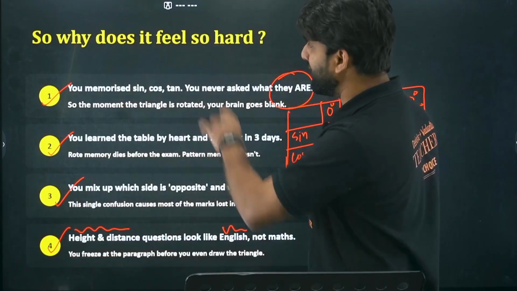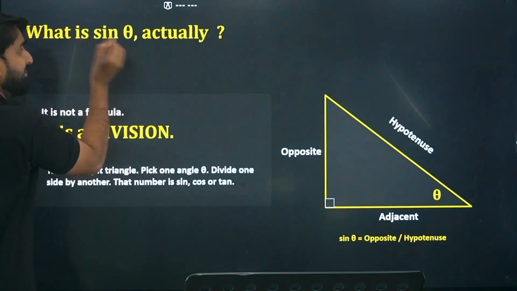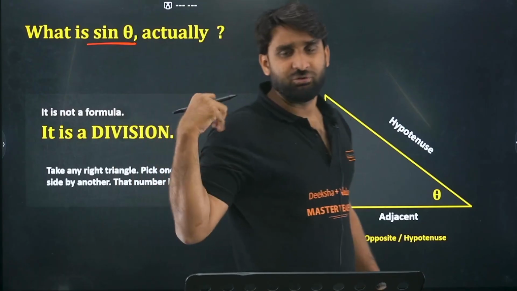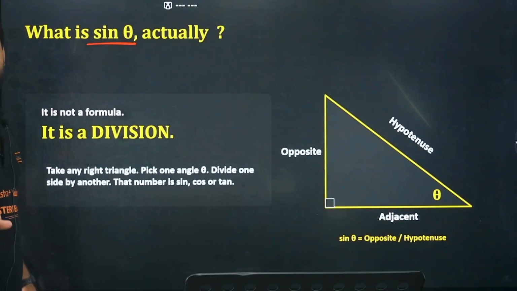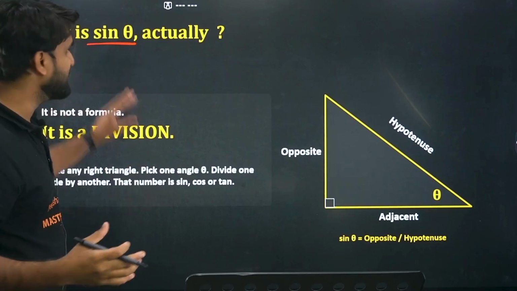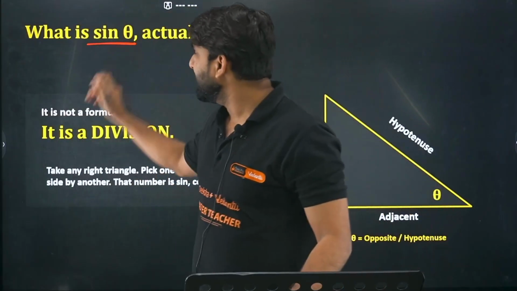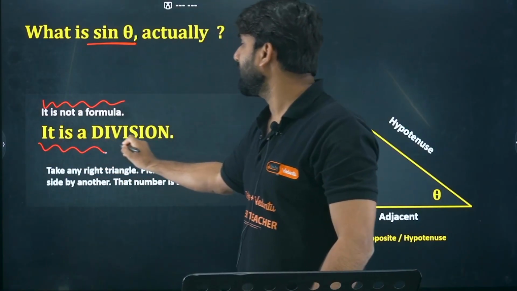So let's talk about one by one. What is sine theta actually? First understand, I am taking one example only, sine theta. If you understand this, you will be able to understand cos theta, tan theta, cosec theta, sec theta, and cot theta. Don't worry about the other 5 remaining trigonometric functions. So first understand sine theta. My dear champion, first of all, it is not a formula. It is a division. And what kind of division is this?